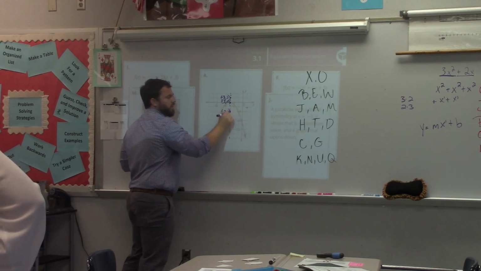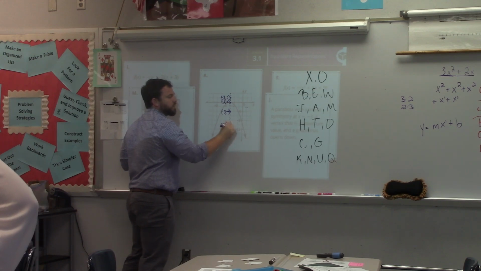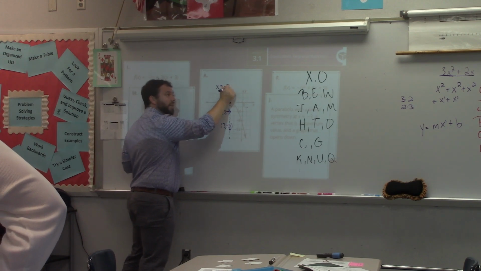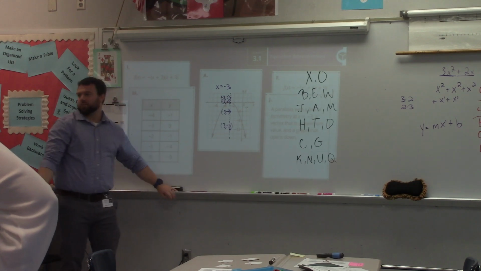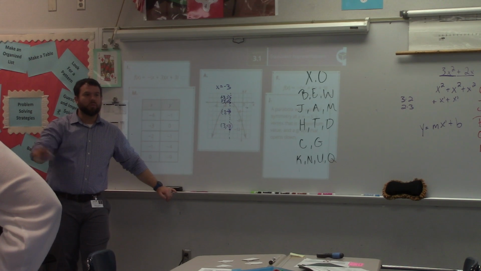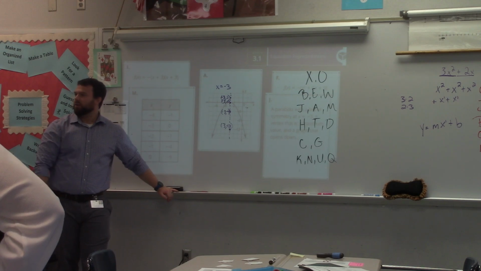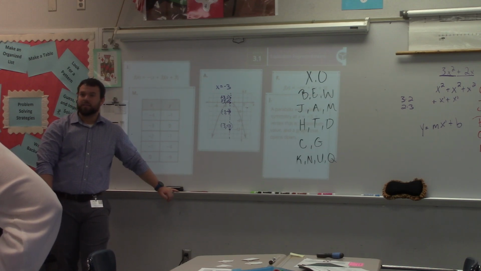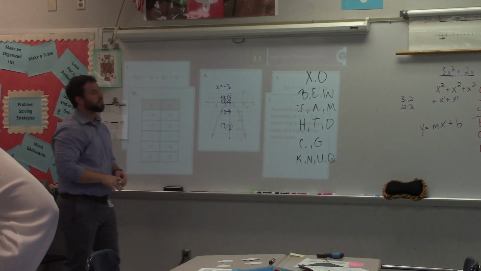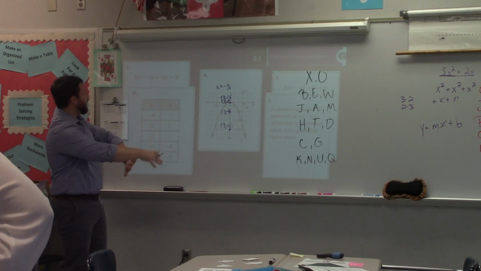Does anyone see anything interesting about this line here? Well, it's always -3. Wait, the x is always -3? That's why it's a vertical line, because what is the x every single time? Doesn't matter what y is, the x is. That's why a vertical line is x equals. In the same way, if you look at a horizontal line, it's y equals, because the y is always the same.